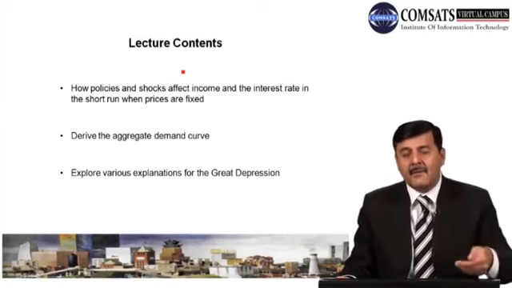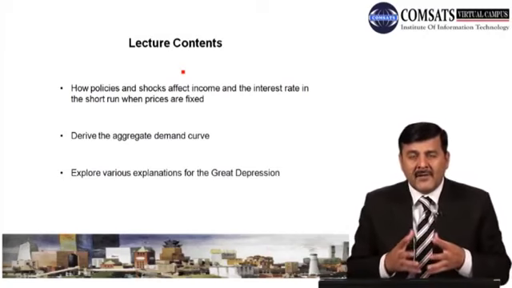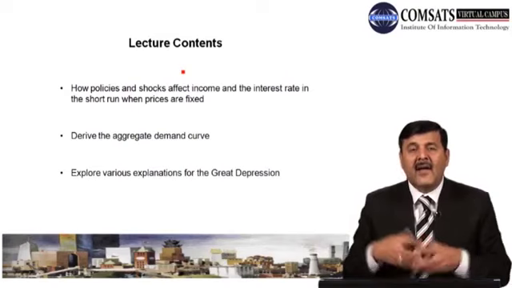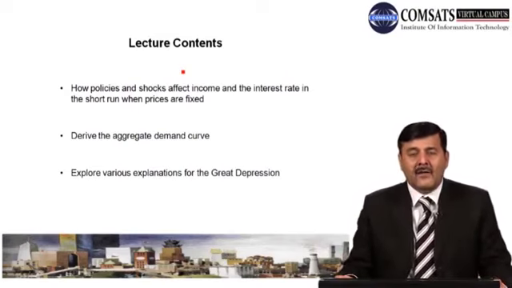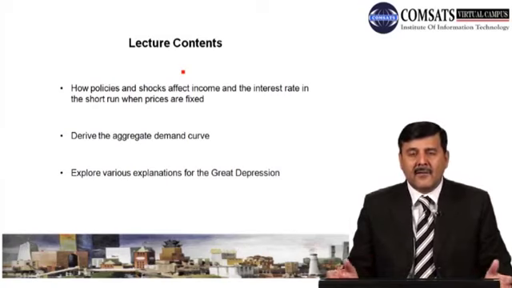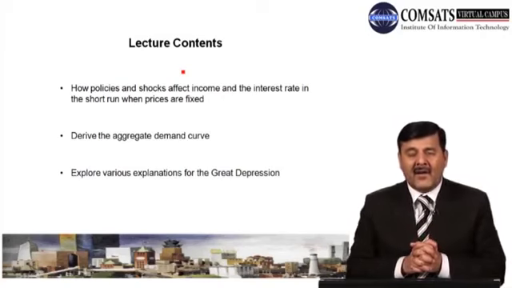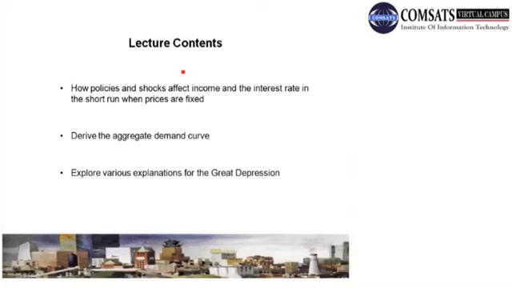Second, we would like to derive the aggregate demand curve. After discussing these shocks, we'll derive the aggregate demand curve, and then at the end we will try to explore the various explanations or possibilities for the Great Depression, which was in 1929 to 1939, the years of the 30s. So what are the possible explanations of that Great Depression that came in the US back in 1929? These are the major contents that we would like to discuss in today's lecture.